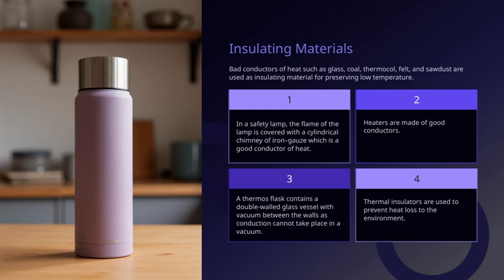Finally, when it comes to insulating materials like glass, coal, thermocol, felt, and sawdust are good examples of bad conductors of heat. These materials are used specifically because they resist heat flow, helping to preserve low temperatures or prevent heat loss. All these examples show how understanding the properties of different materials allows us to control heat transfer effectively, whether to insulate, contain, or dissipate heat in various practical applications.